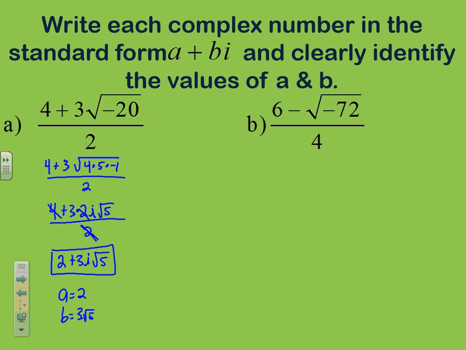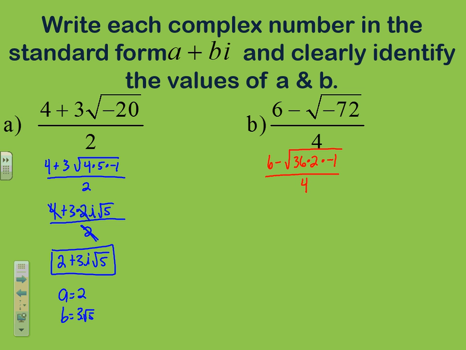6 minus the square root of -72 over 4. So 6 minus, we're going to start by breaking up the 72 with its proper factors. The largest perfect square factor of 72 is 36. So if I say 36 times 2, that will give me 72. And if I multiply that by -1, that will give me my -72. And all of that is over 4.